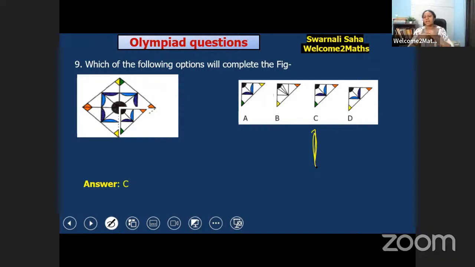Okay, any other questions? I think all the doubts are clear. It's clear now. The answer to number 9 would be option C. C is the right one. No D, only C is the right one.